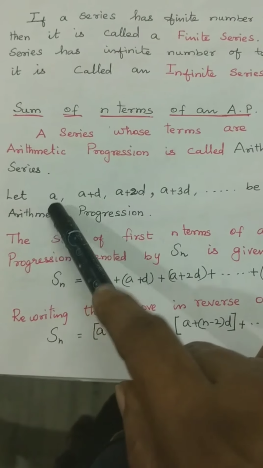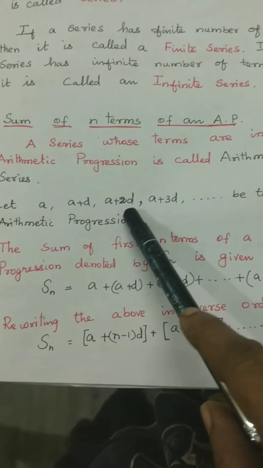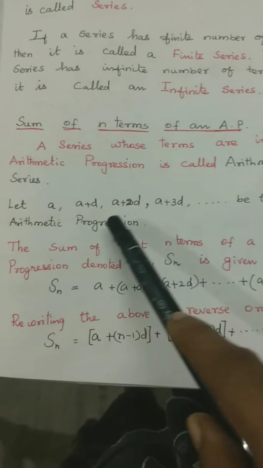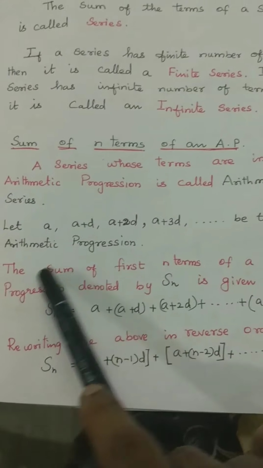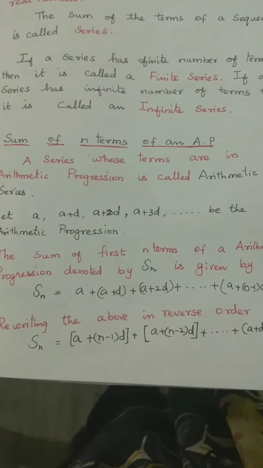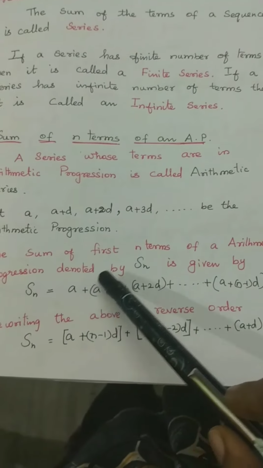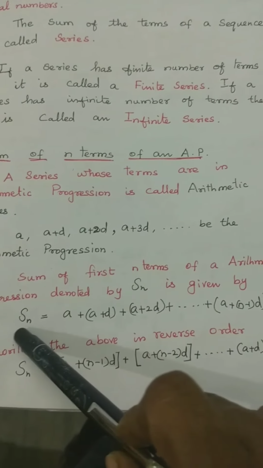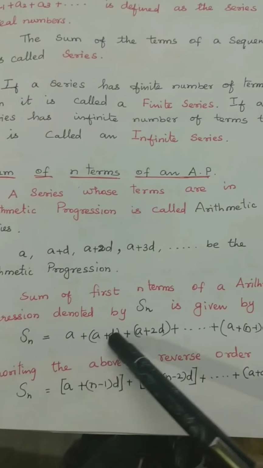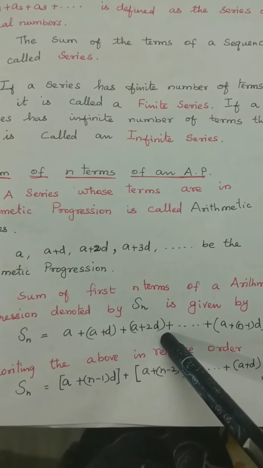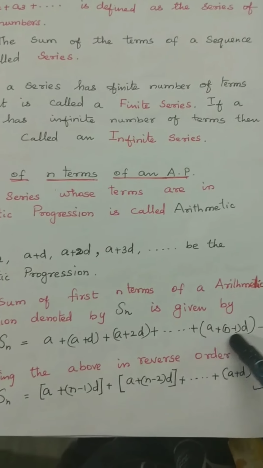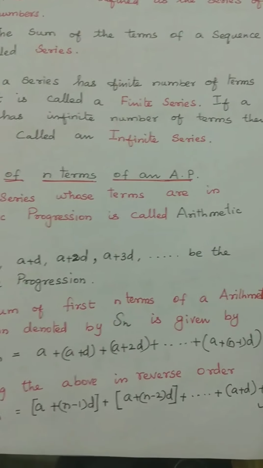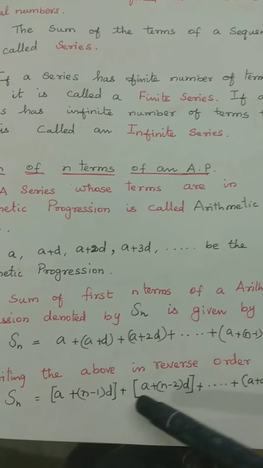Then let A, A plus D, A plus 2D, A plus 3D, and so on be the arithmetic progression that we know. The sum of first n terms of arithmetic progression denoted by Sn is given by Sn is equal to A plus A plus D plus A plus 2D plus, and so on. The last term is A plus n minus 1 into D. We are taking that as first equation.